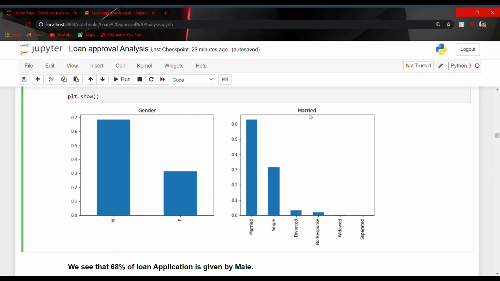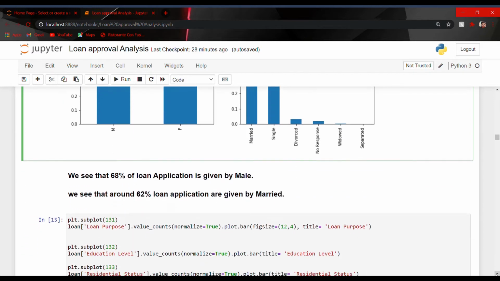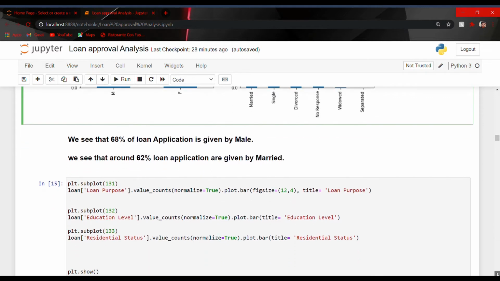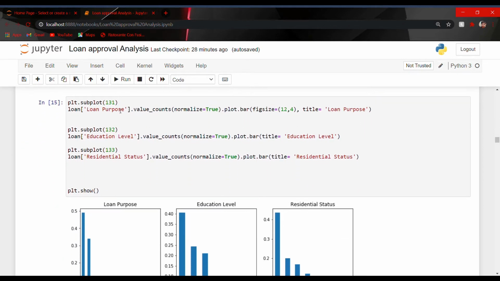Now this gives the marital status analysis. That means among the people who have applied for the loan, around 65% are married, then around 32% are single, and so on. Here I have written my analysis. Now again I have used subplot. As you can see, as I have used 3 subplots, 3 graphs have been drawn in a single row.